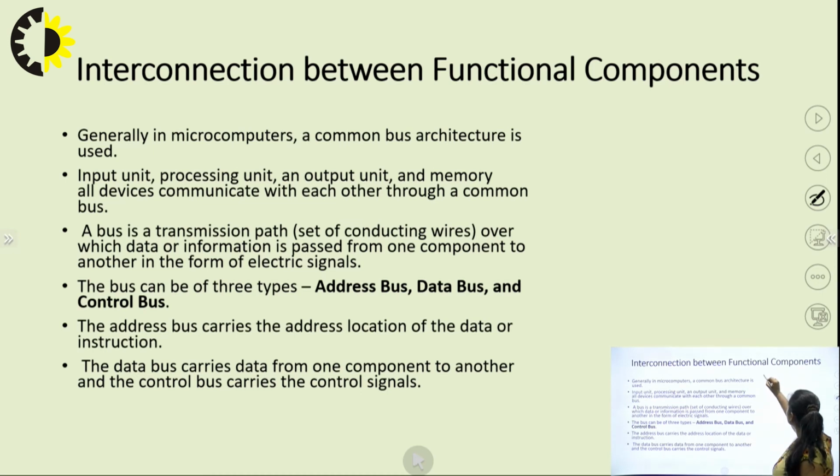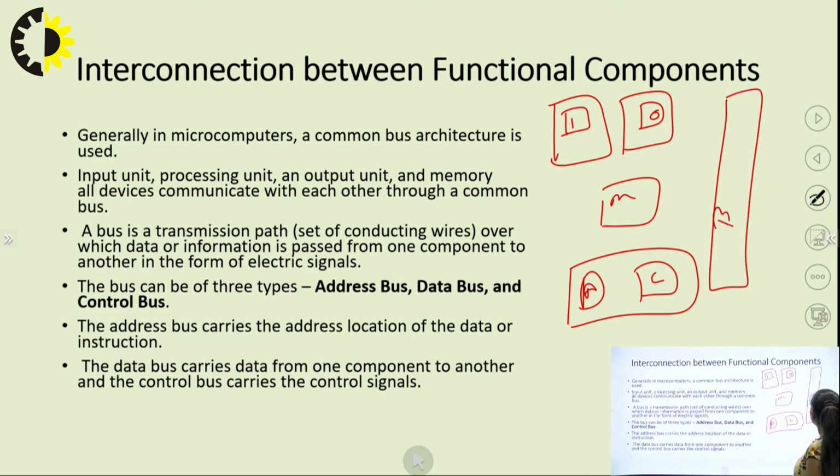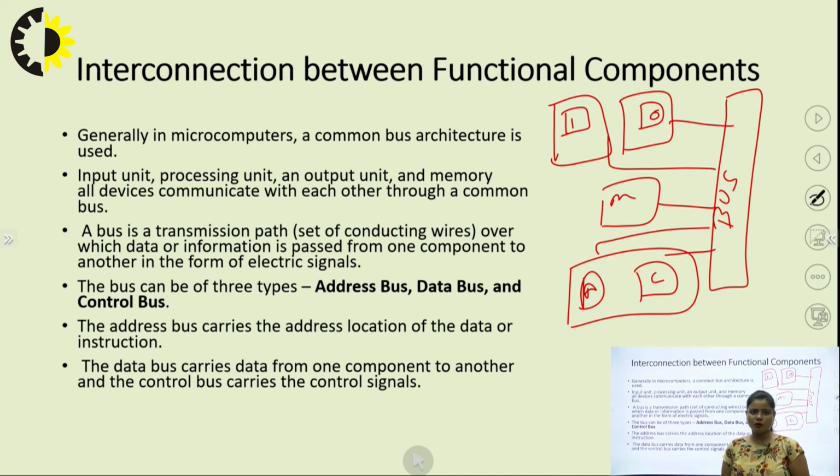Means if we have memory, input, output, ALU, and CU, they have to communicate with each other. How will they communicate? They will use a single common bus. This bus will provide the communication medium between all these functional units. Okay, so the bus can be of three types: address bus, data bus, and control bus.